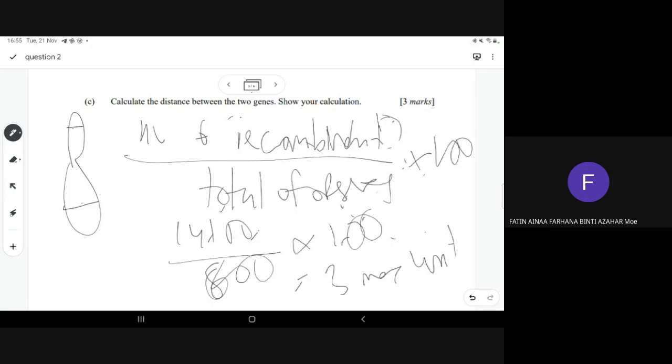Okay, thank you sir. Ada lagi soalan nak tanya? Asal ramai? Tadi tak ada orang. Itu ada 14 orang dalam ni. Mana semua orang datang?